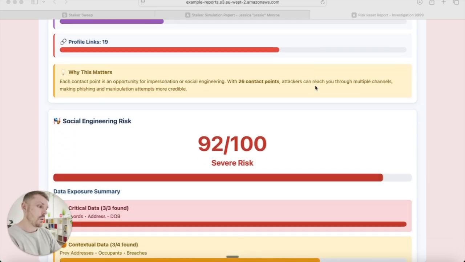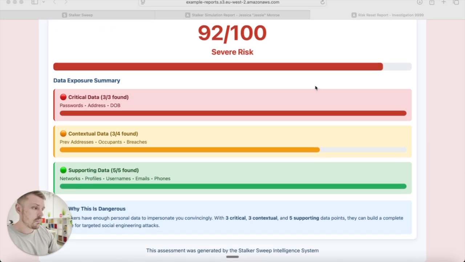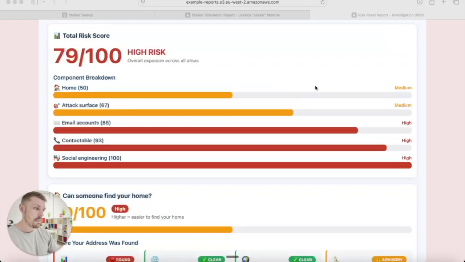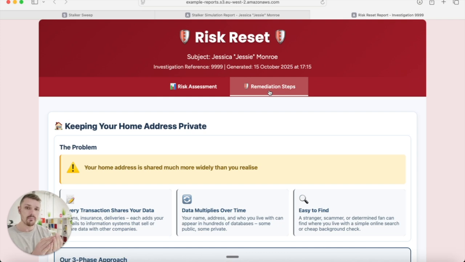Social engineering risk looks at the different angles of personal data that we can find. So can we find your address? Can we find your family, your mum, your dad, your sister? Can we find your passport numbers? Can we find your national insurance number? Can we find your date of birth? Can we find your mobile numbers, your passwords? How many different variables of information can we find? We'll give that a scoring system on how severe, and then based on that scoring system, we have the remediation steps. So this is how we can start reducing that number.